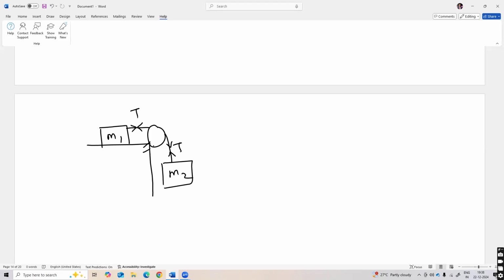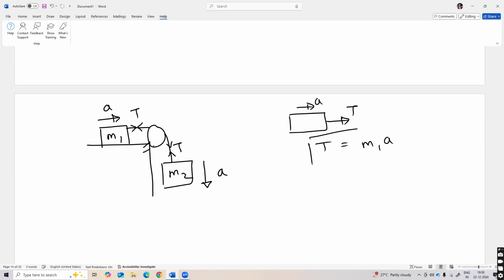Okay, so for FBD1, for mass 1, let's say mass 2 is moving downward with acceleration a. So this one will move horizontally towards the right with acceleration a. For the first mass, if we draw the FBD, there is tension T acting in this direction, and there is no horizontal force other than tension. So net force is T, which is equal to m1 into a. That is the first equation.